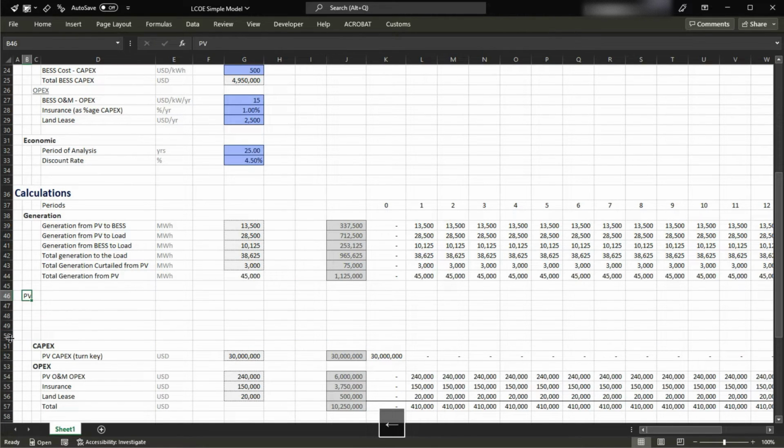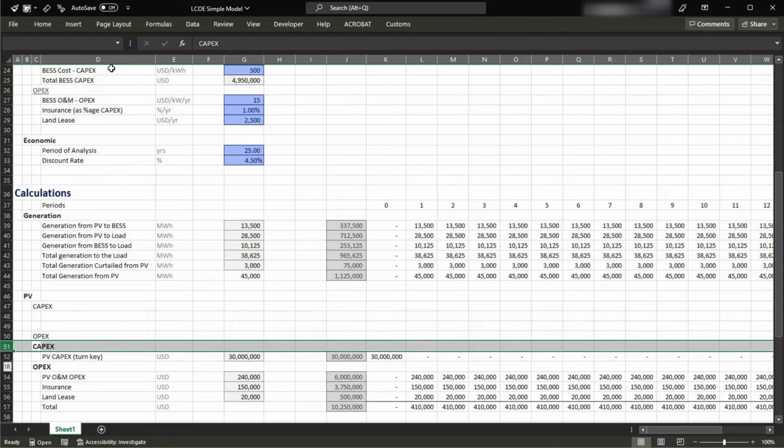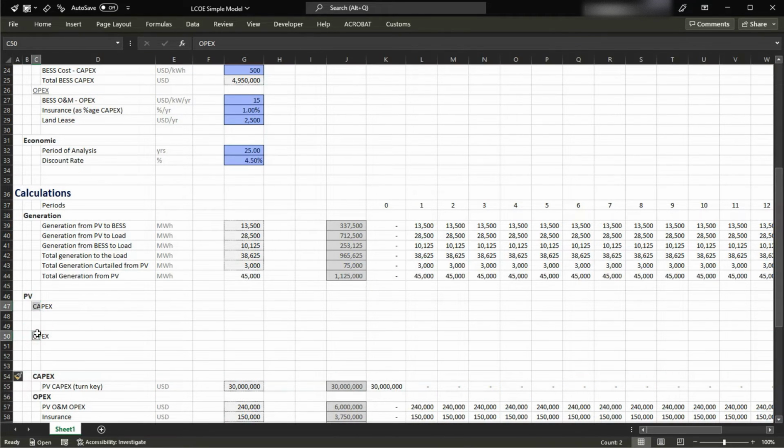And for the PV, let me set these as headings 2. We're gonna have a capex and we're gonna have an opex. Okay, so I might have to add more rows. We're gonna set these 2 as heading number 3.